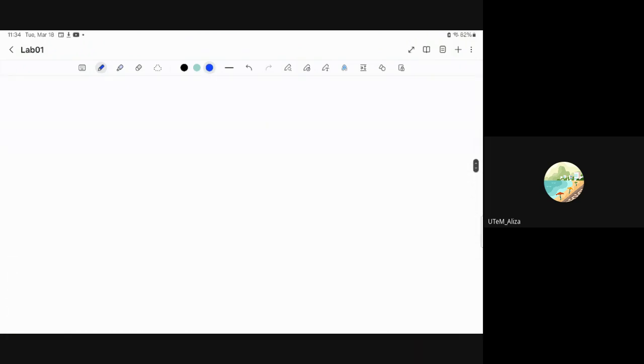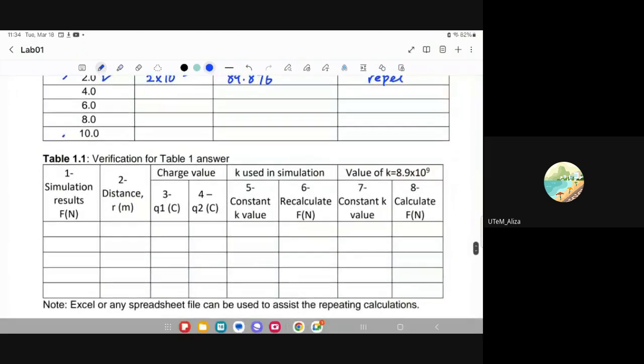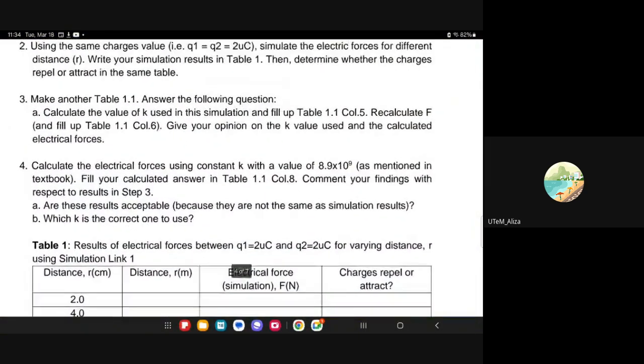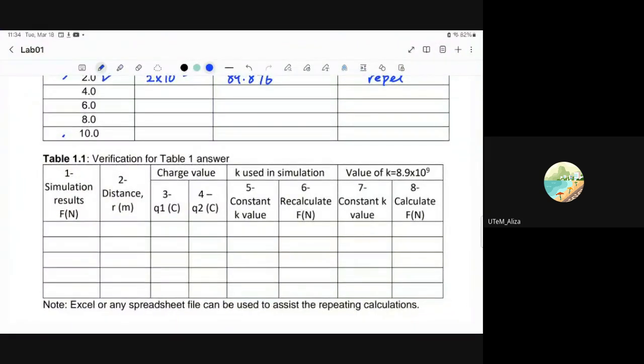So let's go to the instruction just now. Sorry, wrong document. Let's go to the lab sheet again. Okay, let's start at number 3 here. Make another table 1.1, and answer the following question. Calculate the value of K used in this simulation and fill up in column 5. So in table 1.1, column 5, they need you to determine what is the value of K used in the simulation.